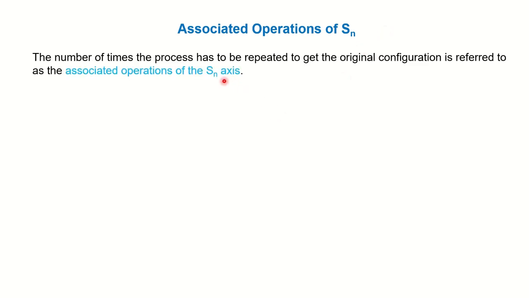So we'll see here associative operations of Sn. So first of all, what does associative operation mean? The number of times the process has to be repeated to get the original configuration. That is called the associative operation of Sn axis, here because we are taking the example of Sn. We know that in symmetry we perform the operation until you get the original configuration. So that we will understand later by taking an example. So first we will see what all associated operations of S4 axis are there.